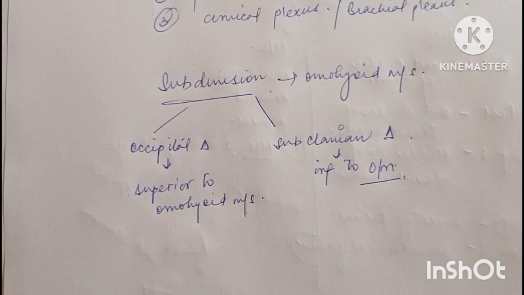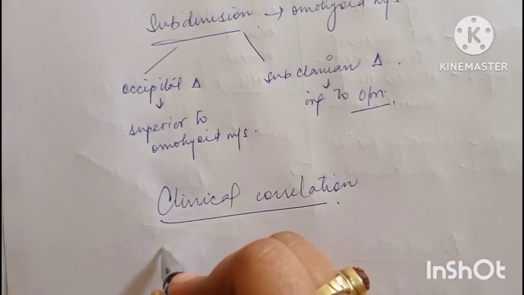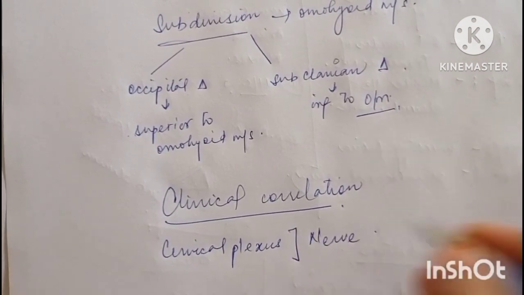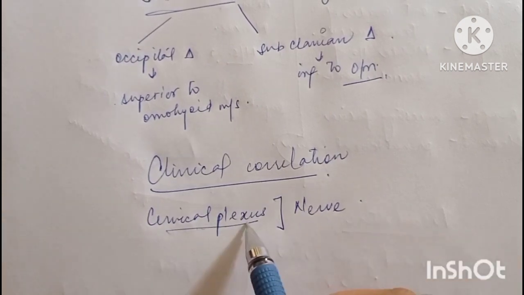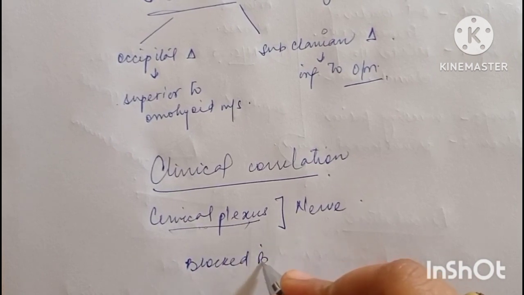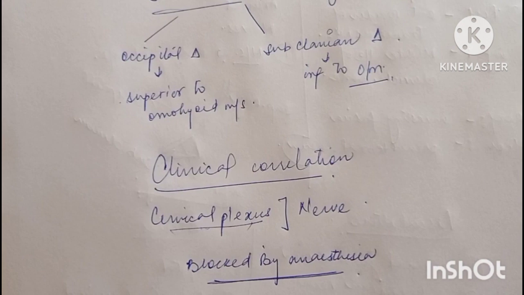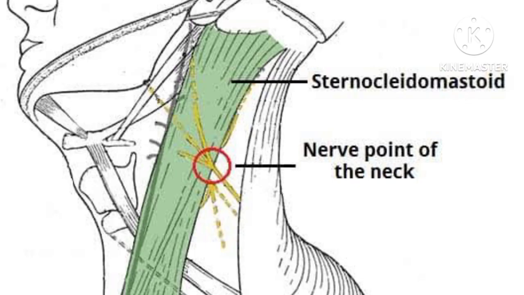Now let's come to the last, clinical correlation. The clinical correlation is this: when we talk about the cervical plexus, that is the nerve involved in the posterior triangle. In major head surgeries, the cervical plexus gets blocked by anesthesia. This is the main point where all the nerves get anesthesia to perform the surgery. As you can see in the picture, this is the meeting point of several nerves that get anesthesia so that the surgery can be performed. So this is the clinical correlation.